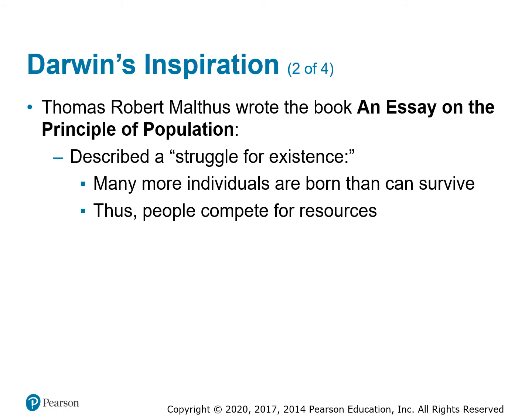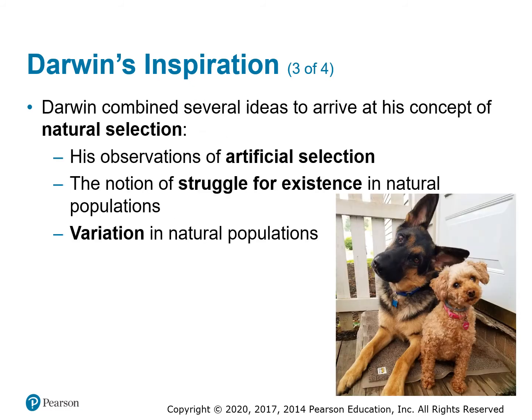Thomas Robert Malthus wrote this book called An Essay on the Principle of Population, where he described what's known as the struggle for existence, which is nothing more than more organisms are going to be born than can actually survive. So meaning that they're going to compete for resources. And Darwin combined some of those ideas to come up with the idea of natural selection.